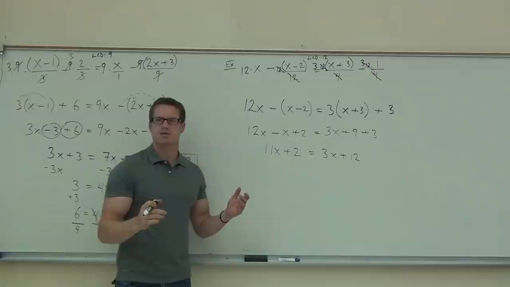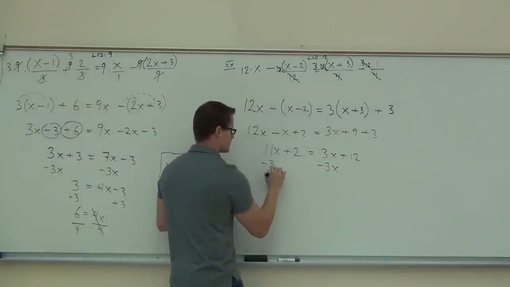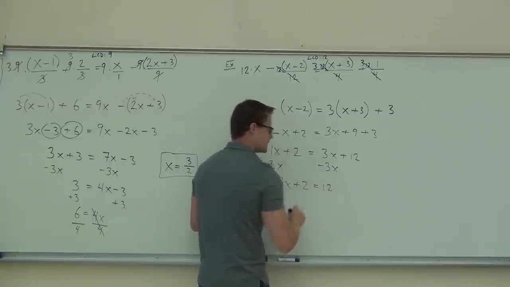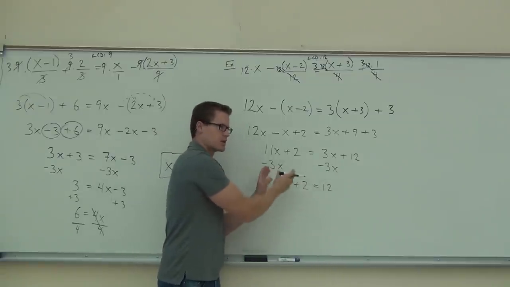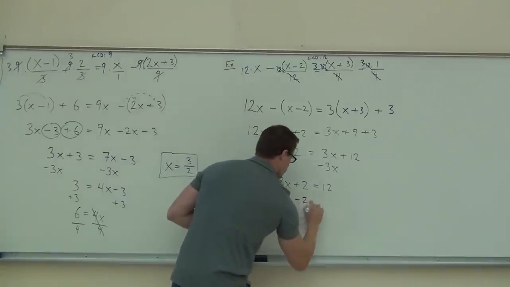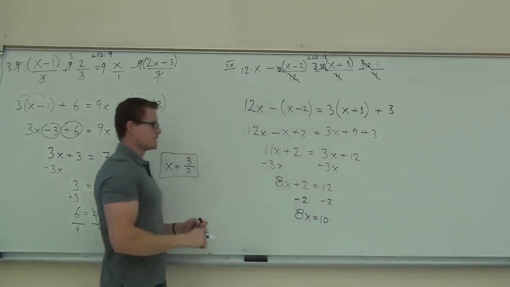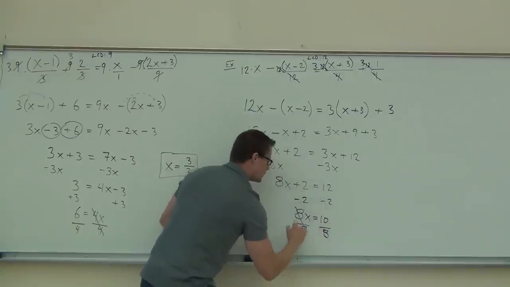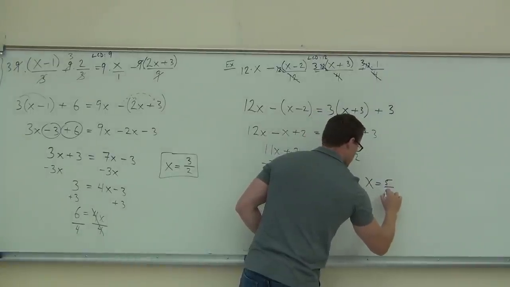What's the smaller variable in this case? So we'll subtract that from both sides. We'll have 8x plus 2 equals 12. Almost done. We're just going to get rid of the constant term first, then divide by 8. So we're getting everything away from our x. Last step, let's divide by 8. What is that, 5/4? Mm-hmm. Perfect.